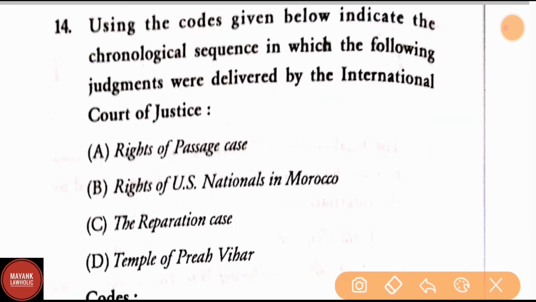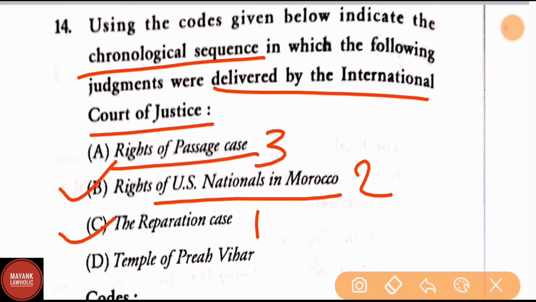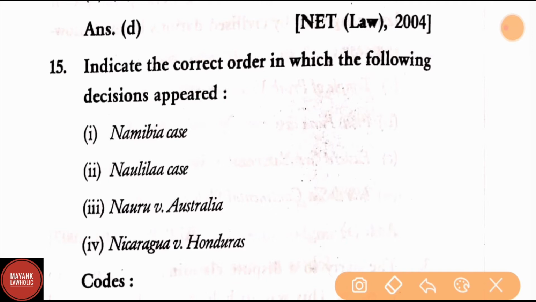Using the codes given below, indicate the chronological sequence in which the following judgments were delivered by the International Court of Justice. Among the following cases, the first case was the Reparation case, the second was the Rights of US Nationals in Morocco, the third was the Right of Passage case, and the last was Temple of Preah Vihear. Indicate the correct order in which the following decisions appeared. The first is the Nuclear Tests case, second the Namibia case, Nauru versus Australia, and then Nicaragua versus Honduras.